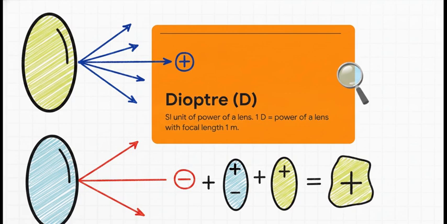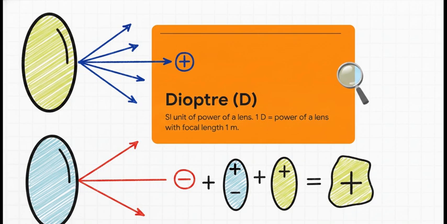And the standard unit for this power? It's called the diopter, represented by a capital D. If you've ever looked at a contact lens box and seen numbers like plus 1.50 or minus 2.00, those are diopters. One diopter equals the power of a lens with a focal length of exactly 1 meter. Tying this right back to our sign rules, convex lenses have a positive focal length, which means they have a positive diopter power. Concave lenses have a negative focal length, giving them a negative diopter.